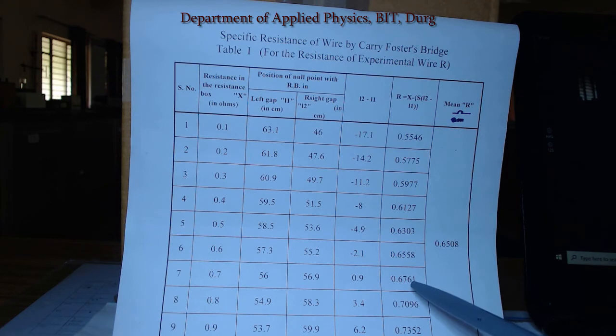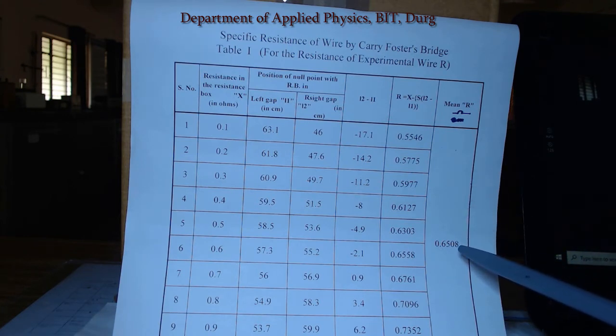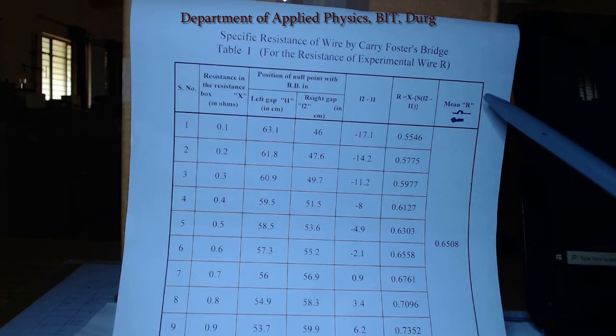For each reading I go on calculating the value of the resistance, and ultimately I take the mean of these, and the mean comes to be equal to 0.6508. This is the mean value of R. Now we have got R. If we know the resistance, the length of the experimental wire, and the diameter, that is the area of cross section of the experimental wire, we will be able to calculate the specific resistance. So let us see the table for obtaining the diameter of the experimental wire.